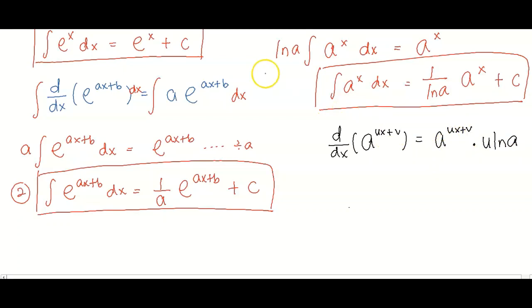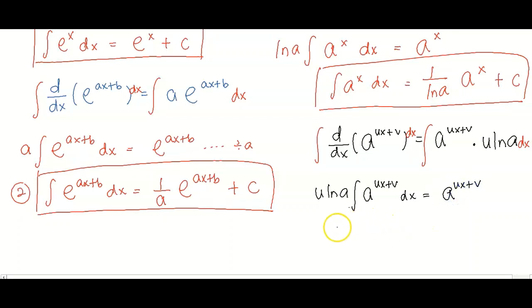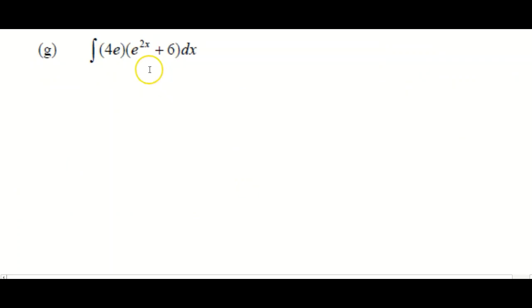Alright, so to get the integration of a^(ux+v), I integrate both sides, you have a dx at the end here. Then I'm going to write this right hand side statement into the left hand side. And at the same time, I factor out the u log a, because the u log a is a coefficient. Then I have a^(ux+v) dx. This is equal to, at this side, the dx and the integration cancel off each other, I have a^(ux+v). Then after that, divide both sides by u log a. Finally, I have integrate a^(ux+v). For this question, we have a 4e multiplied by e^(2x+6).